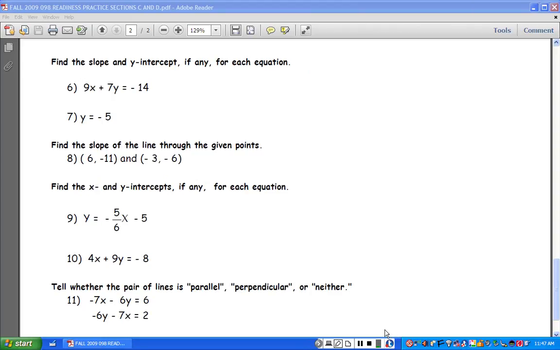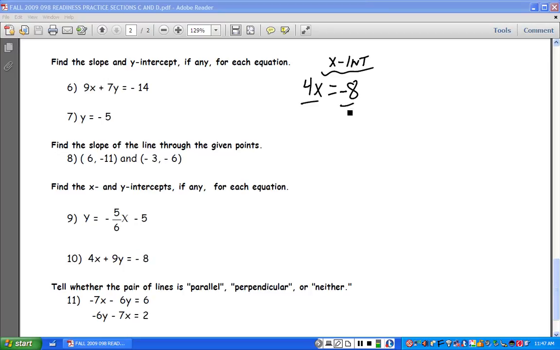Number 10, the equation is already in form for us. So all we have to do is find our intercepts. So first we'll find our x-intercept. So 4x equals a negative 8. Notice I didn't write the 9y. I didn't write the 9y because for x-intercept, y would be 0, and 0 times this 9 would be 0. So this 9y then would disappear for the x-intercept. So that's why I just wrote the 4x and the negative 8.